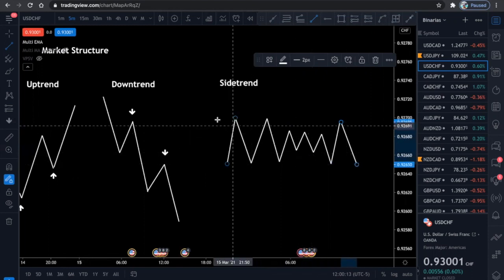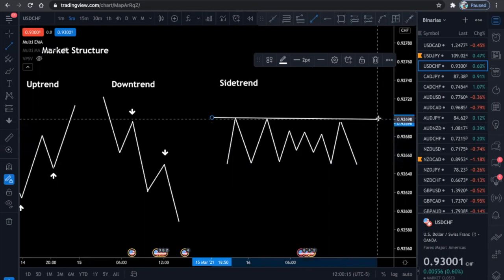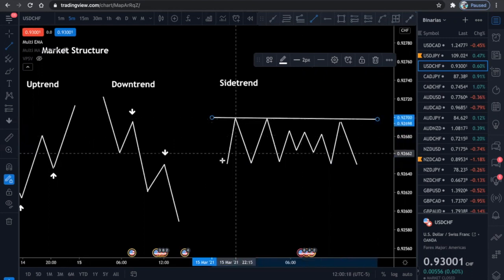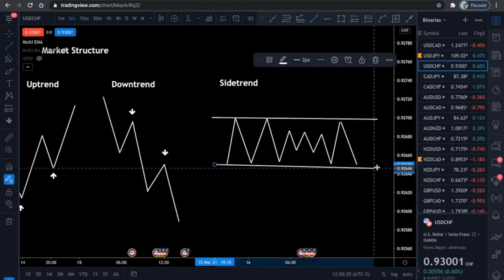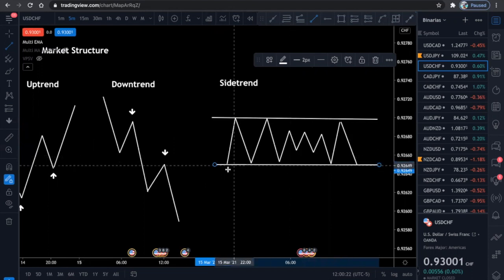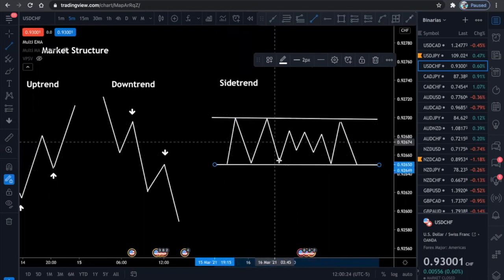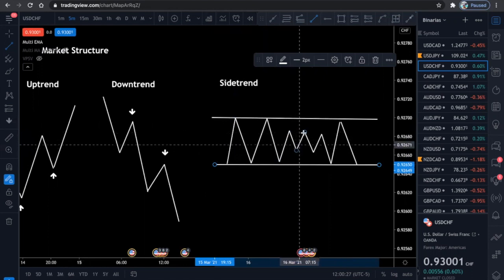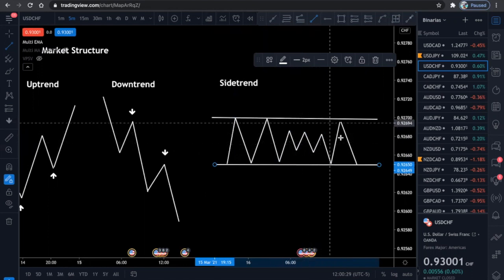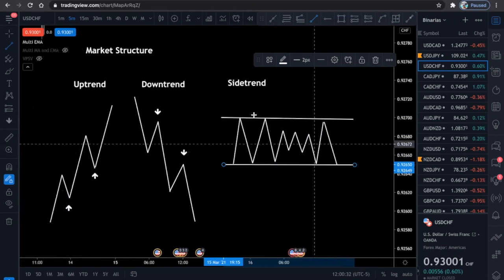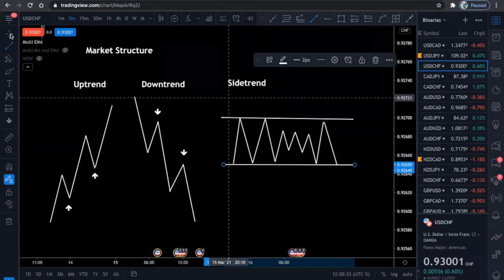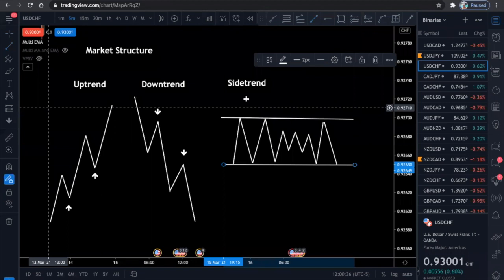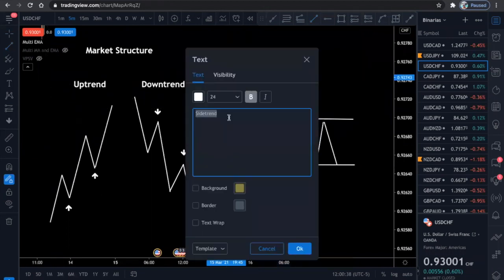Why? Because you can see that the market is basically inside of this side trend. The market cannot break this area. So if you see the market ranging inside of this area, this means you're in a side trend. What does this mean? You do not trade side trends. Never, never, never, never. Okay, so you never trade them.